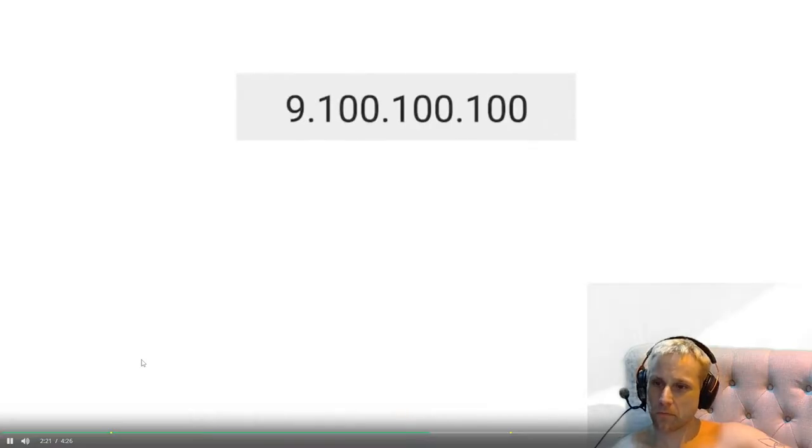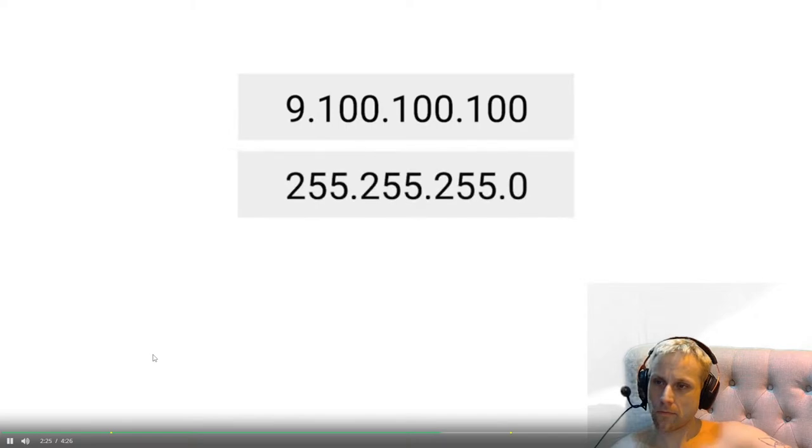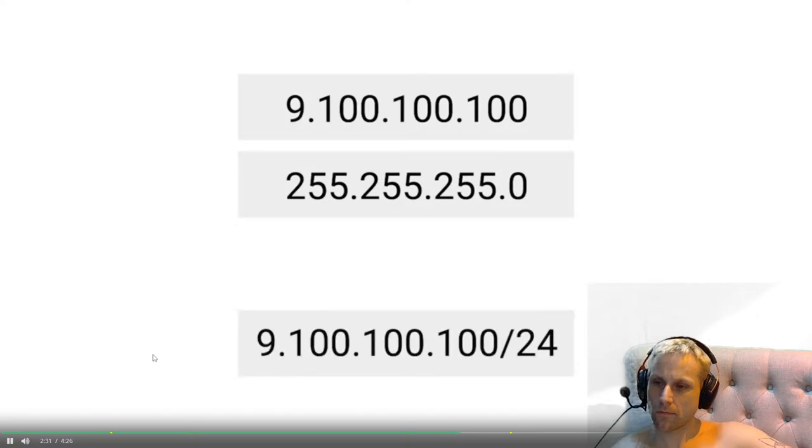Let's take 9.100.100.100 with a net mask of 255.255.255.0. Remember, this can also be written as 9.100.100.100/24. In a world where we no longer... No, /27.